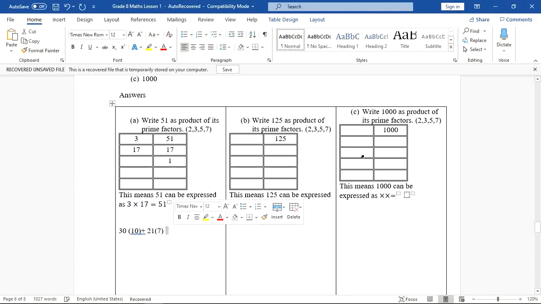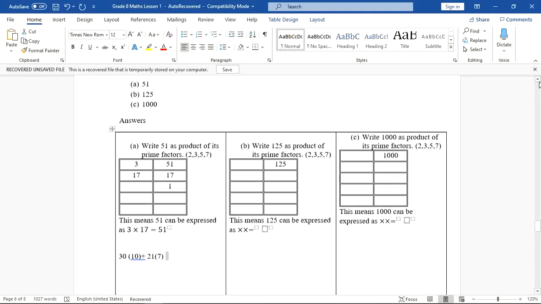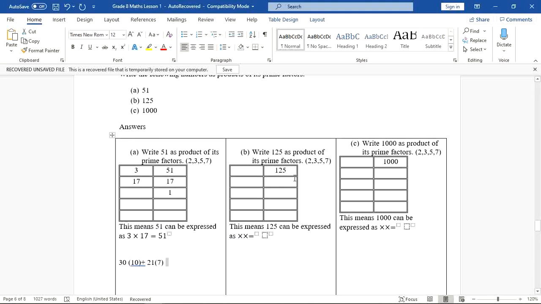Let's go to part B. Part B, we have 125. We want to write that as a product of its prime factors. So we look at the first prime factor, number 2. Can 2 go into 125? It cannot, because 125 ends with an odd number. What about number 3? Let's find out: 1 plus 2 plus 5 gives us 8. 8 is not a multiple of 3, so 3 cannot go in exactly.